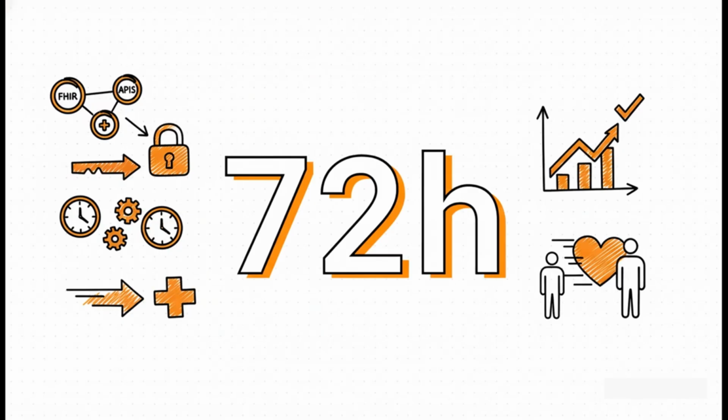Take a look at this number, 72. In the United States, a new rule is using FHIR APIs to completely change the painfully slow prior authorization process. Starting in 2026, insurance companies will have to make decisions on urgent requests within 72 hours. That is a direct, real-world benefit for patients. Faster access to care, all made possible by FHIR.